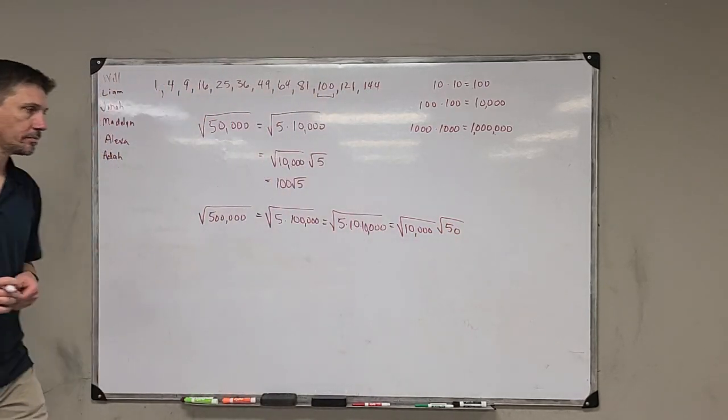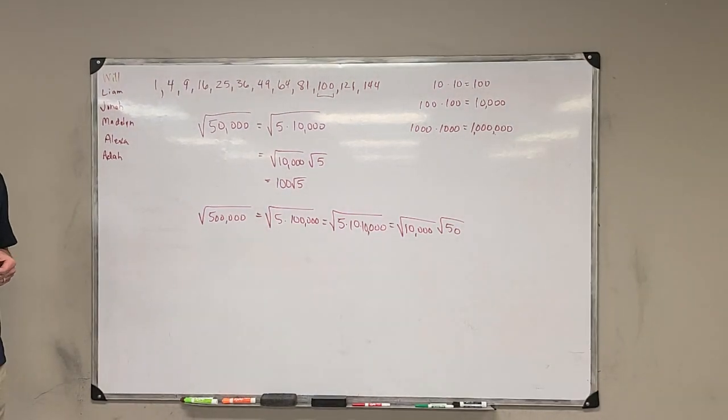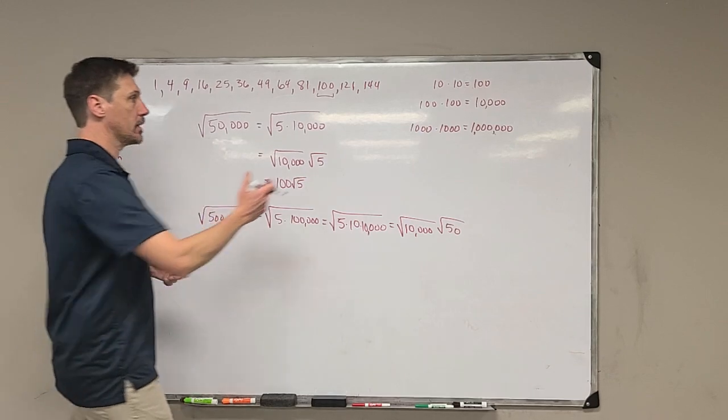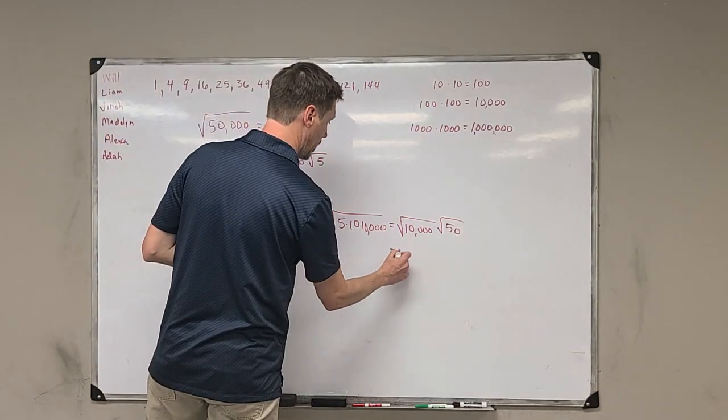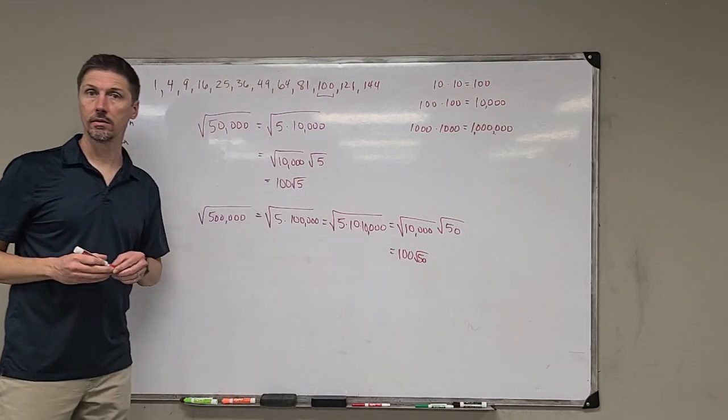And when I take the square root of 10,000, what do I get? I punch that in my calculator and I get 100. So this is equal to 100 times the square root of 50. Does that make sense?